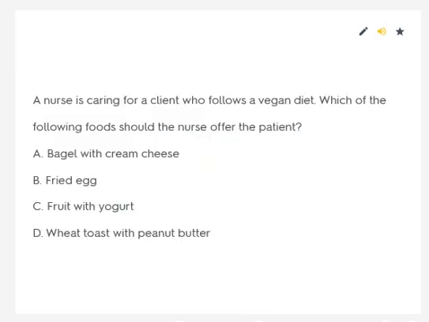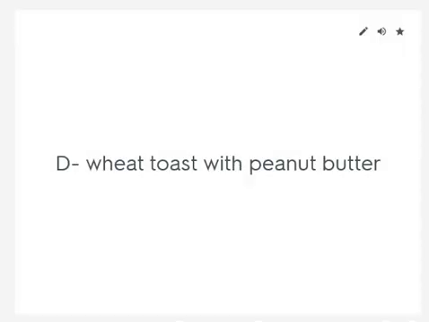A nurse is caring for a client who follows a vegan diet. Which of the following foods should the nurse offer the patient? A. Bagel with cream cheese. B. Fried egg. C. Fruit with yogurt. D. Wheat toast with peanut butter. D. Wheat toast with peanut butter.